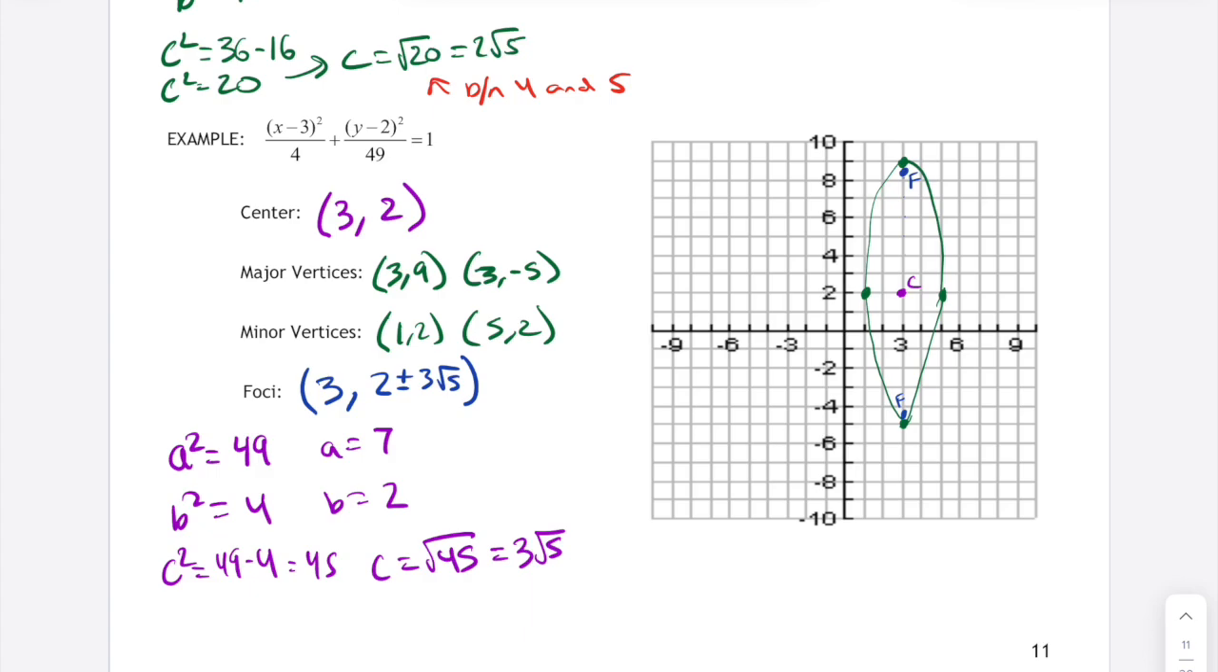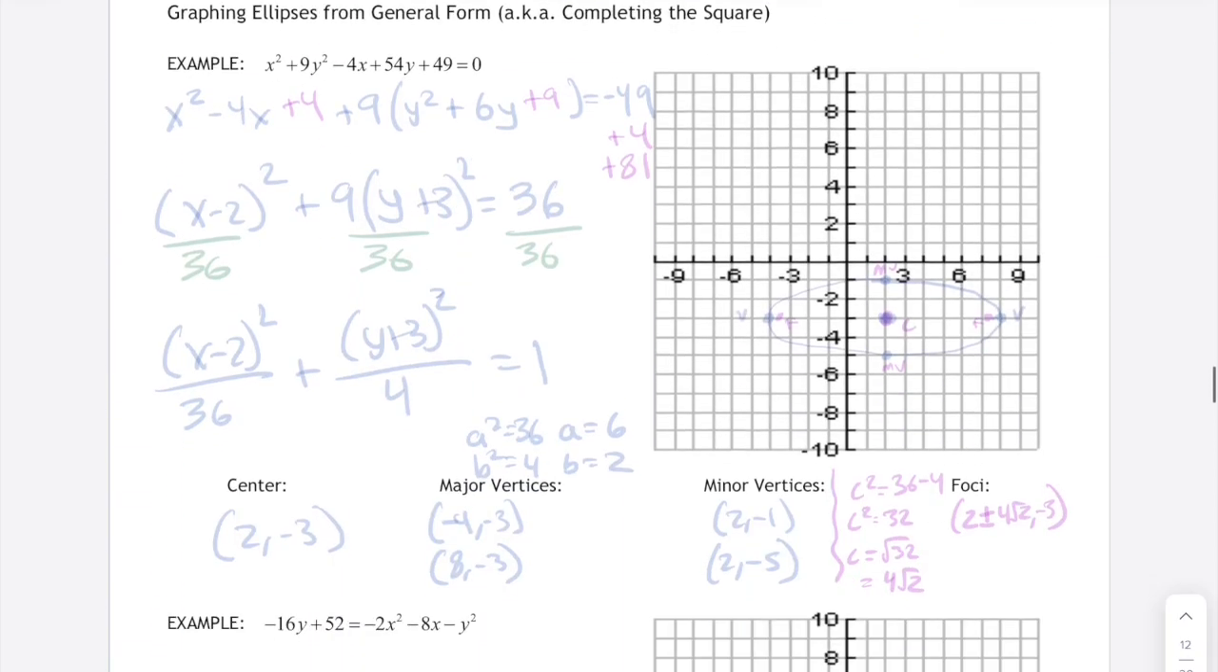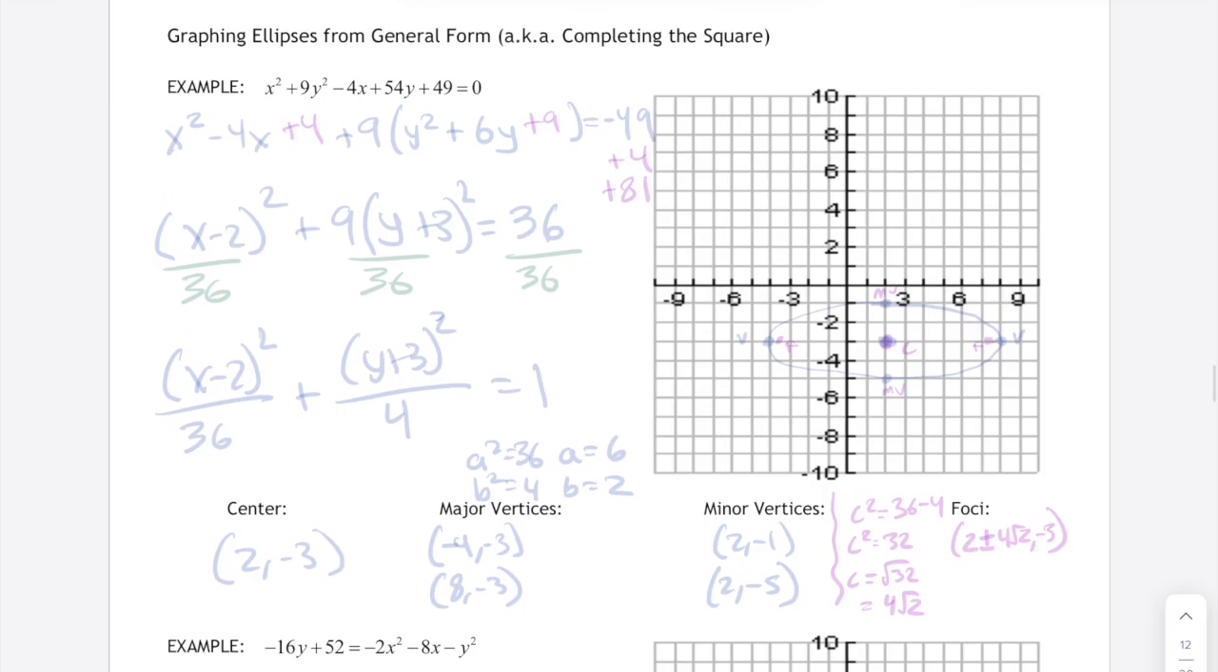Next page. Yeah, we'll do one of these to finish up. Page 12. So we got to actually go through the whole process, complete the square here. You can do that along with me. X squared minus 4x, leave some space, plus, I got to factor out 9, y squared plus 6y, equals negative 49.